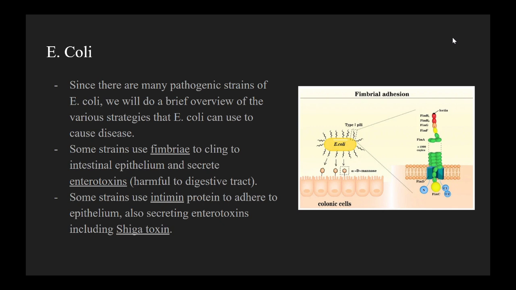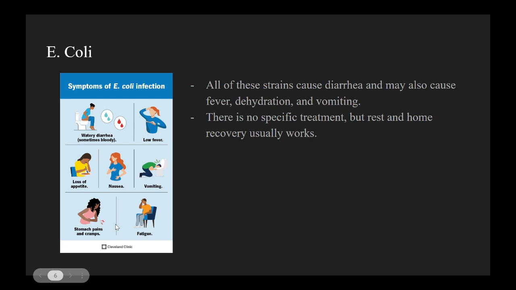And then some other strains use what's called an intimin protein, a very sticky protein that again helps them stick to the inside of our intestines. They also secrete enterotoxins, and one that you might see is called a Shiga toxin. Not really important to know, just in case you see that name somewhere, to be familiar with it. All these E. coli strains cause diarrhea, which can also lead to fever, dehydration, vomiting, basically intestinal problems. There's no specific treatment since there are so many different strains, but usually rest and home recovery is sufficient to treat this disease.